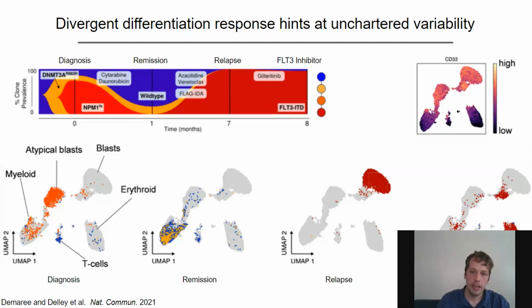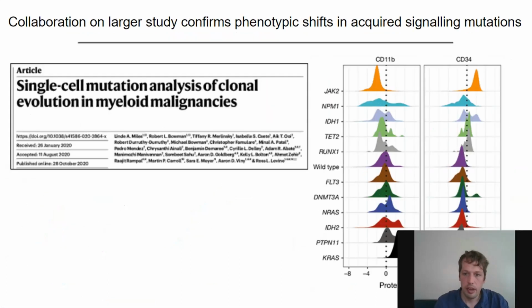But while I was working on this, I also shared the method and collaborated with a group in Boston who had been working on a patient cohort of 120 or so patients. And in one of the major results, they also saw that typically acquired mutations in the signaling genes, like FLT3, for example, cause a shift in the immunophenotype. So I think that's something that people will probably be following up in the future.